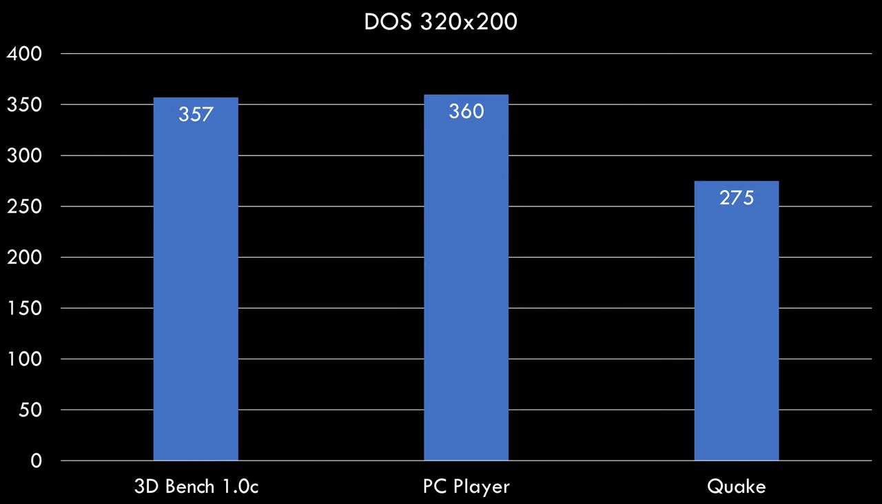Let's try some DOS benchmarks at 320x200: 357 for 3DBench 1.0C, 360 FPS for PC Player Benchmark, and 275 FPS for Quake. That is pretty decent performance, so DOS games at 320x200 will run perfectly fine.